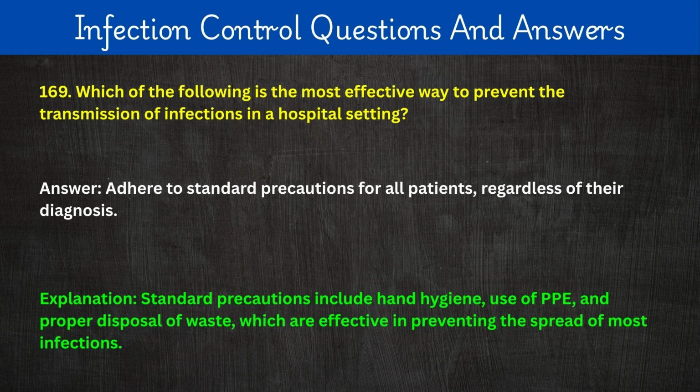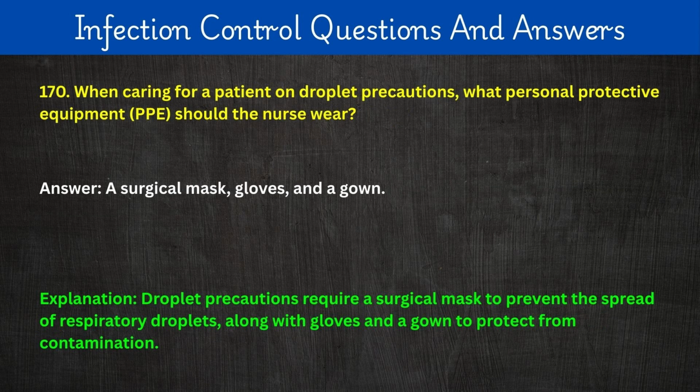169. Which of the following is the most effective way to prevent the transmission of infections in a hospital setting? Answer. Adhere to standard precautions for all patients, regardless of their diagnosis. Explanation. Standard precautions include hand hygiene, use of PPE, and proper disposal of waste, which are effective in preventing the spread of most infections.